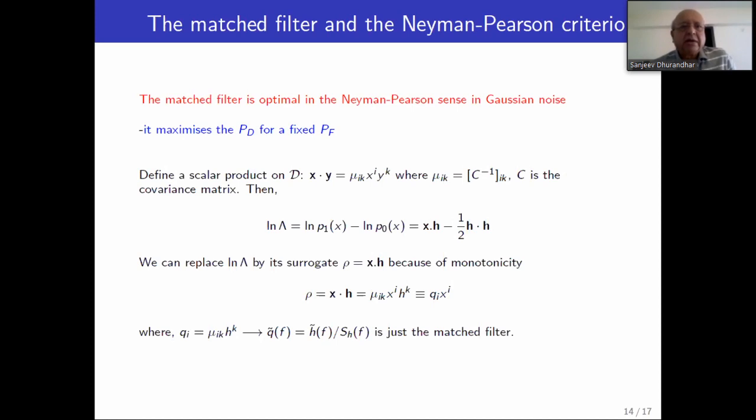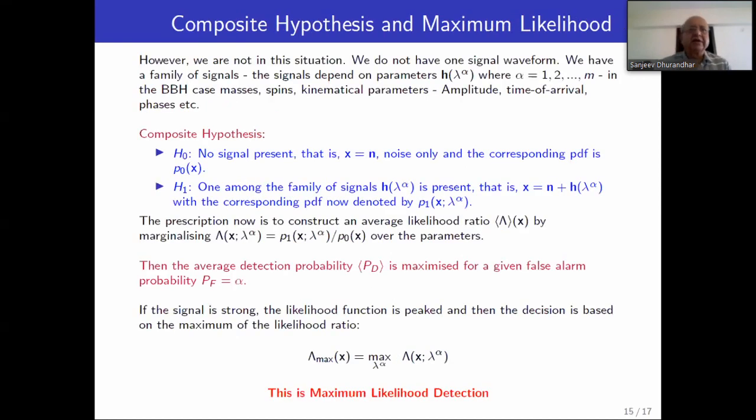It is optimal among all linear filters. That's what we showed with the Cauchy-Schwarz inequality. It is also optimal in the Neyman-Pearson sense. This was the filter which was actually used for detecting the signals.